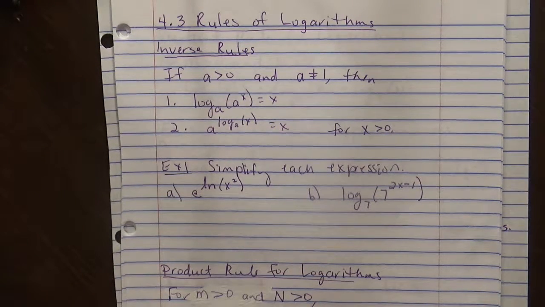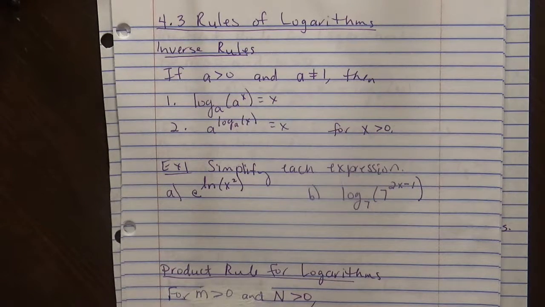Welcome to section 4.3. We're going to be discussing rules of logarithms. We've already discussed that logarithms are inverses of exponential functions. We've been looking at rules for exponents. They've been popping up since we've been in chapter 4. Rules for exponents, we reviewed these at the beginning of the semester, and we're continuing to expand on that concept.